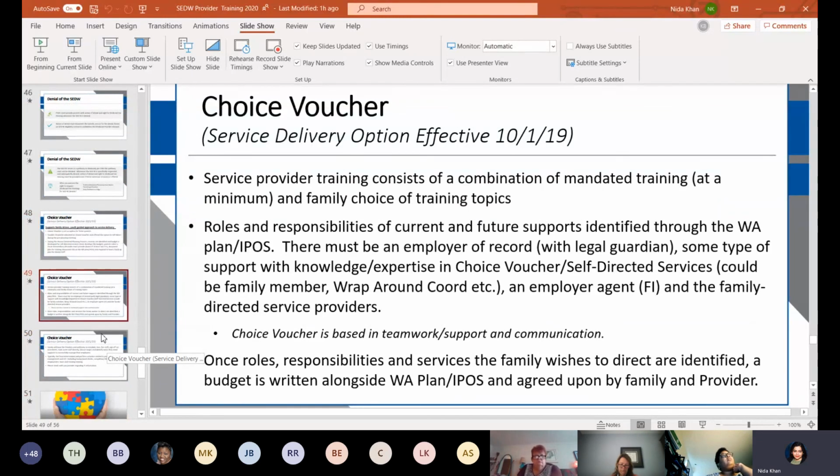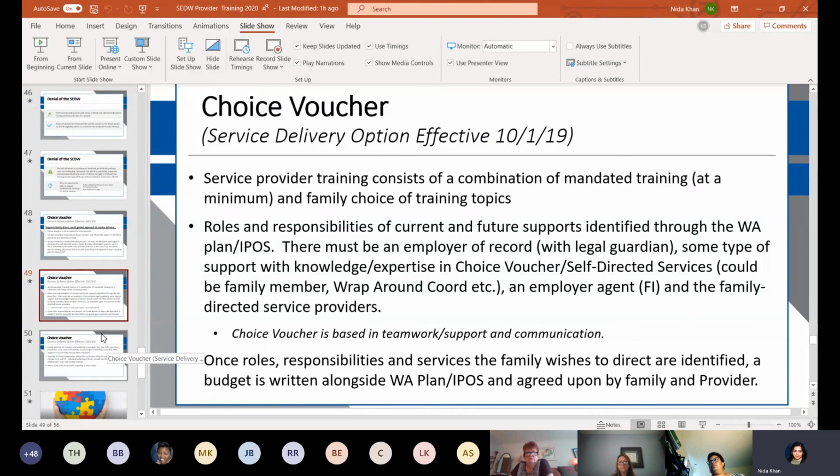Service provider training consists of a combination of mandated training at a minimum and the family's choice of training topics, and the roles and responsibilities of current and future supports identified through the wraparound plan and IPOS. So this should be identified in the IPOS for the wraparound facilitator, as well as home-based therapy. There must be an employer of record, who is the legal guardian, and some type of support with knowledge and expertise in choice voucher self-directed services. This could be a family member, a wraparound coordinator, or an employer agent, which could be an FI and a family-directed service provider.